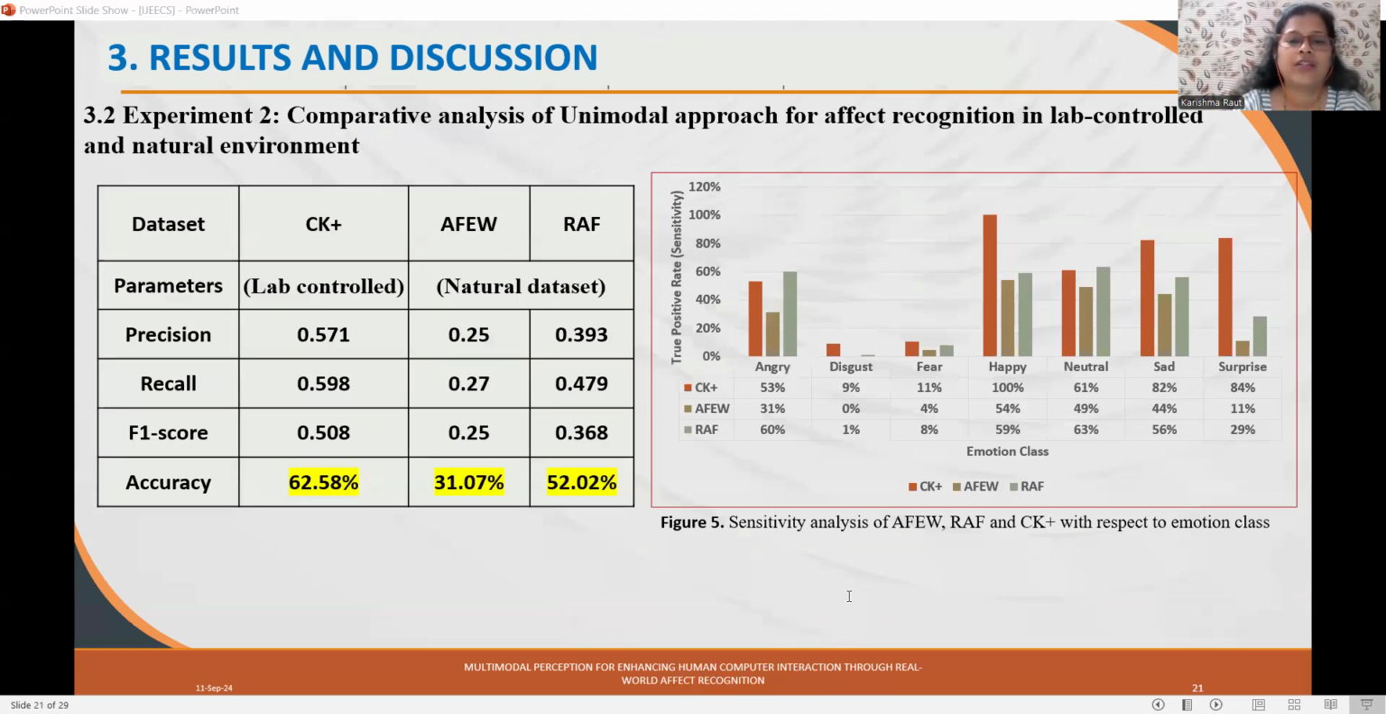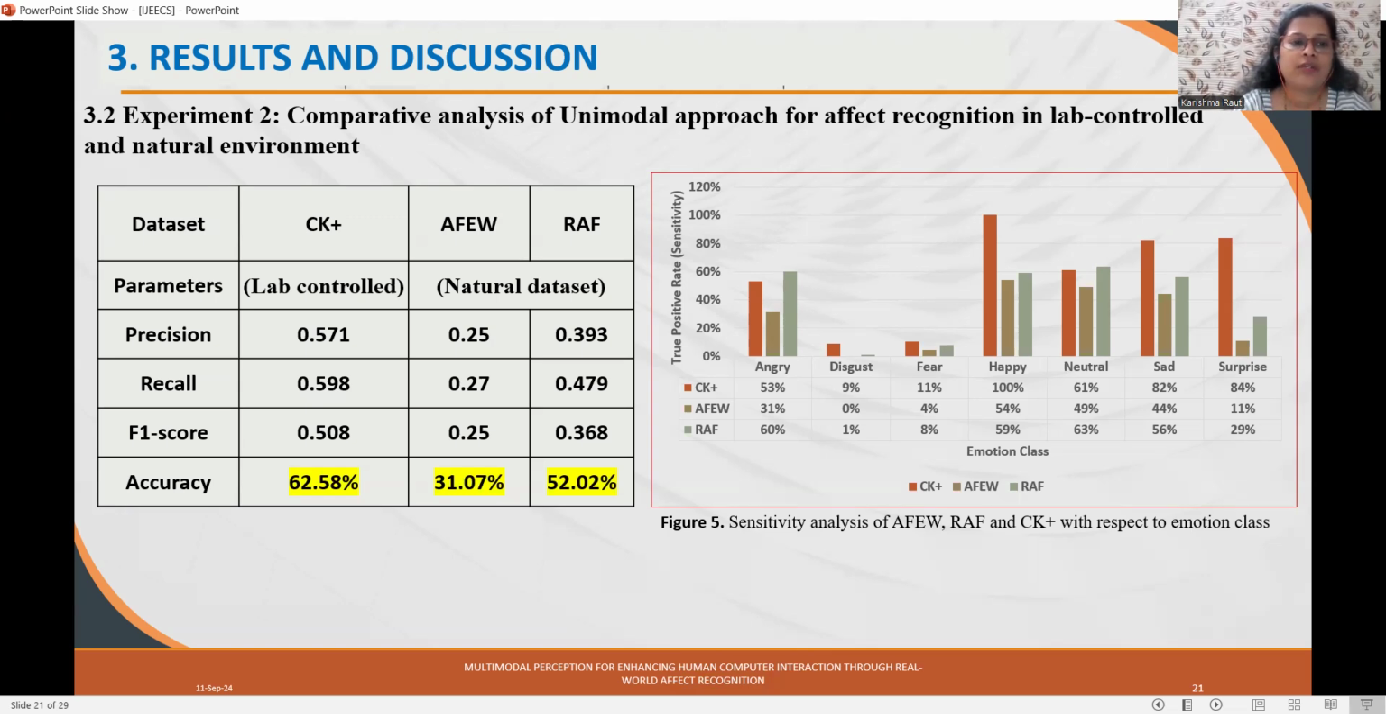Hence, comparative analysis of the unimodal approach for affect recognition is carried out in lab-controlled and natural environments. The pre-processing results from experiment 1 suggest the use of a cascaded MTCNN network to sustain real-world dynamic conditions. The visual data for affect recognition using a deep convolutional neural network with a pre-trained CNN model is analyzed using the lab-controlled dataset CK+, and representative wild datasets RAF and AFEW.